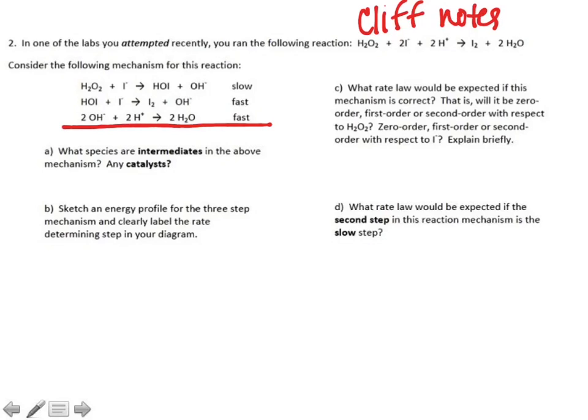Okay, so the first thing you're going to do is, if a species appears on the reactant side and on the product side, it can cross out. So who can cross out? H2O2, can it cross out? It's a reactant. Is there a product of it? No. I minus, it's a reactant. Is there a product? No. HOI, going to the second line, it's a reactant. Is there a product? So we can cross them out.